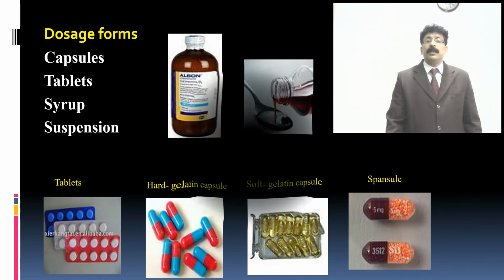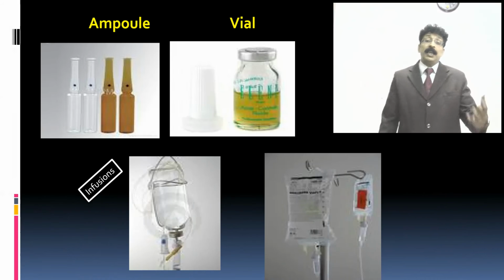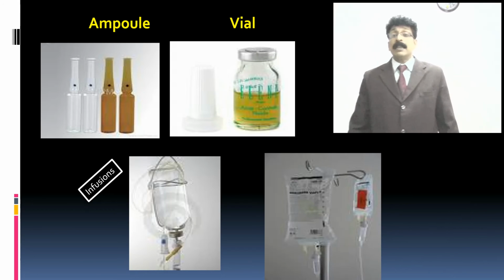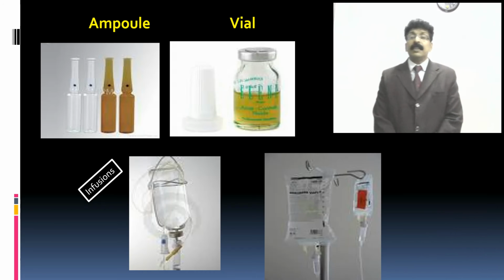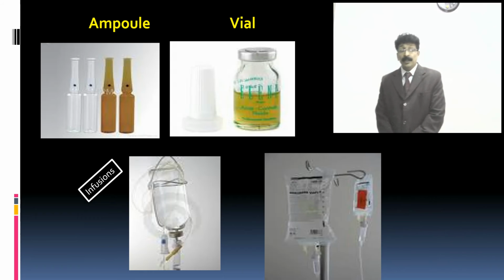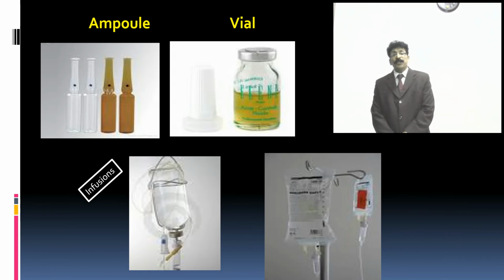And there are other dosage forms, like ampules and vials, which are very common. We might see infusions, which nowadays are available in bottles and also in plastics, very hard plastics, where sterilization is very easy, and also carrying and transportation. Infusions are also available as small infusions and large infusions, which we can see very clearly.